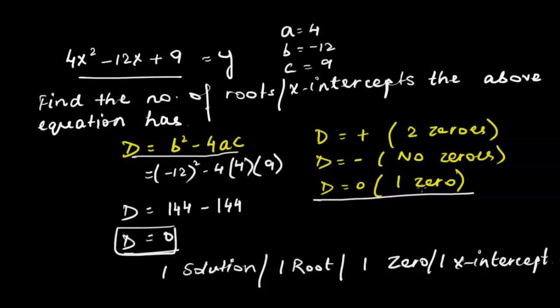Therefore, now we understand that the quadratic formula helps us not just to find out the roots, but also the discriminant of the quadratic formula helps us to find out the number of roots the given equation is going to have.